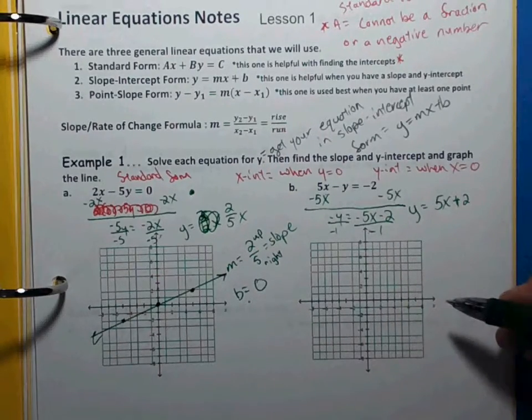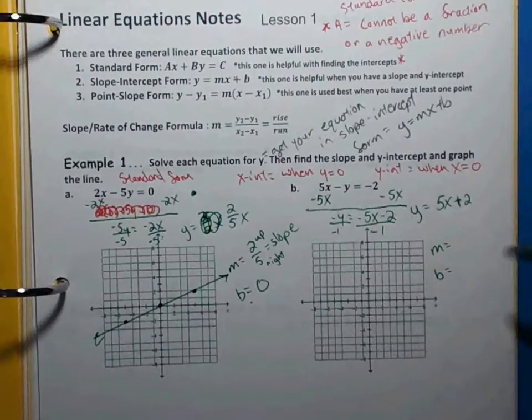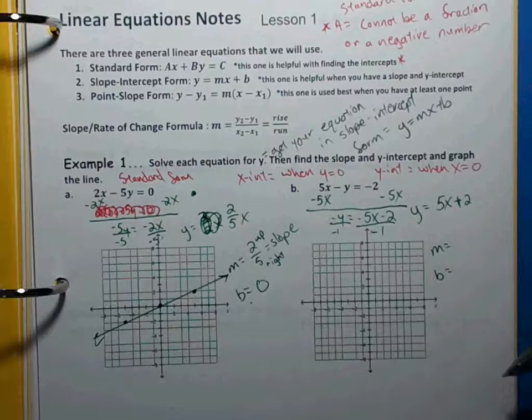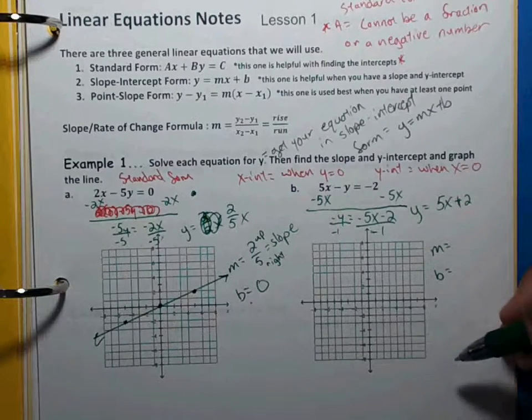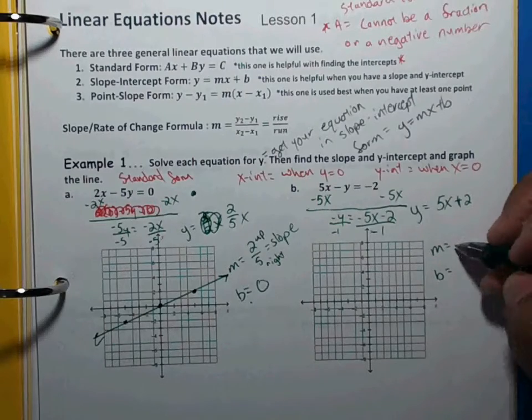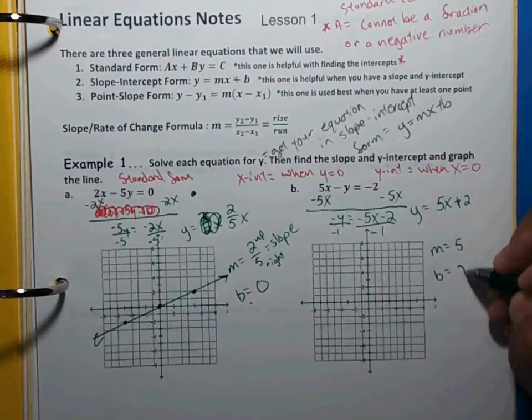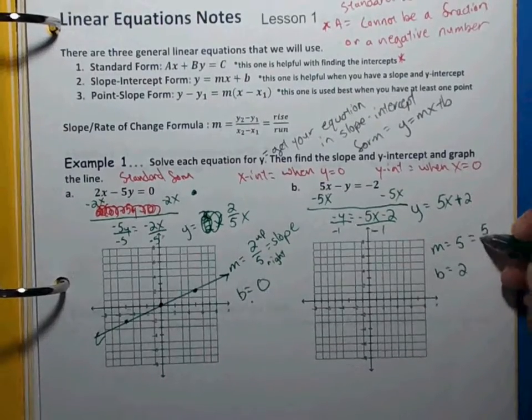They asked us, what is our m and what is our b? What is our slope and what is our y-intercept? Somebody sitting in seat number 12. What is my m? 5. M is 5. And what is my b? 2. And it's the same thing as saying 5 over 1.